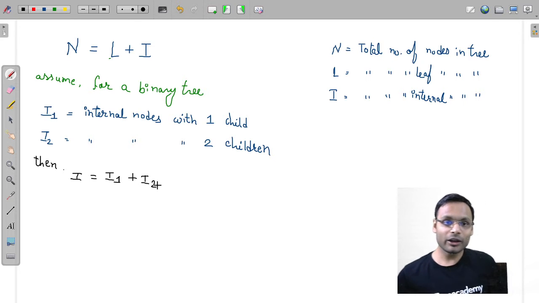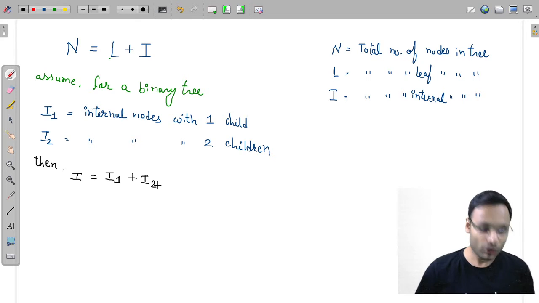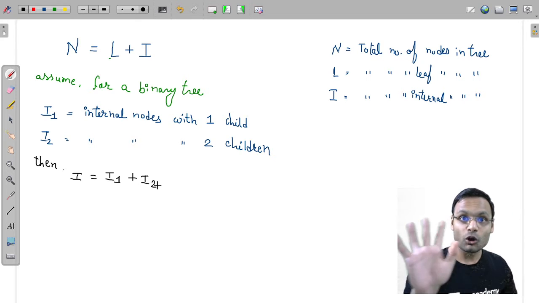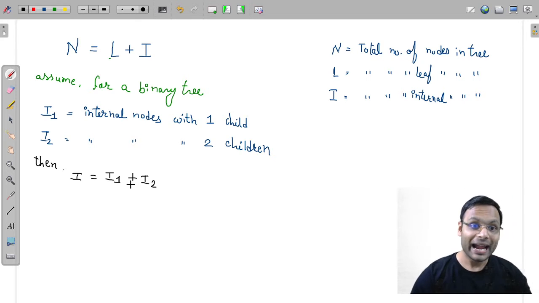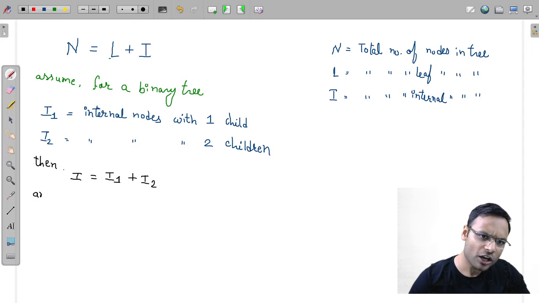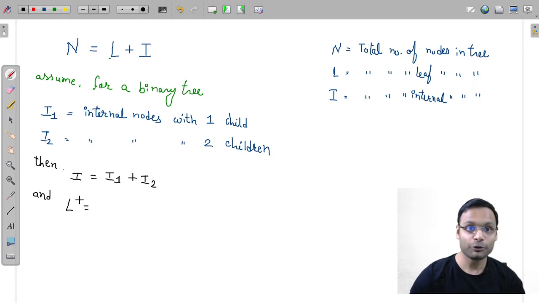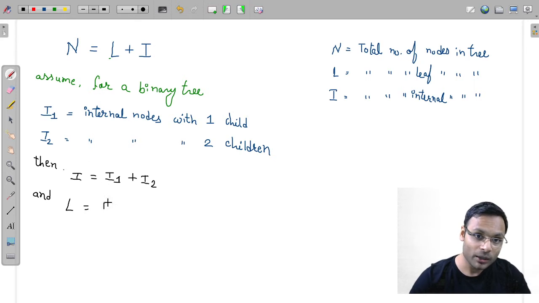Is that clear to everybody? And we have just proved that the total number of leaf nodes is equal to the number of internal nodes with 2 children plus 1.